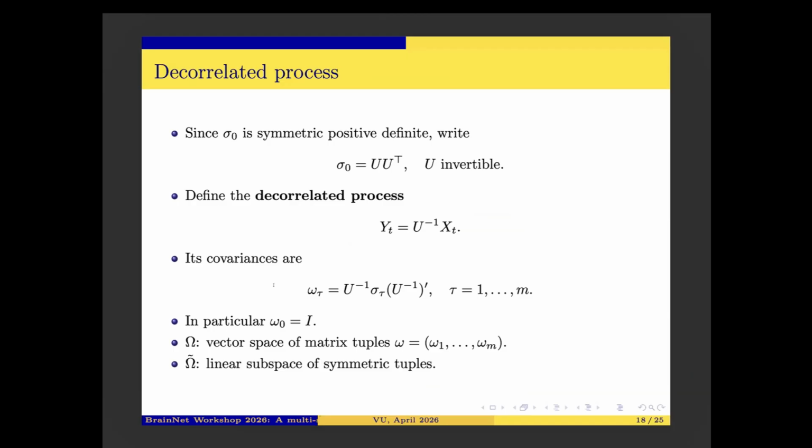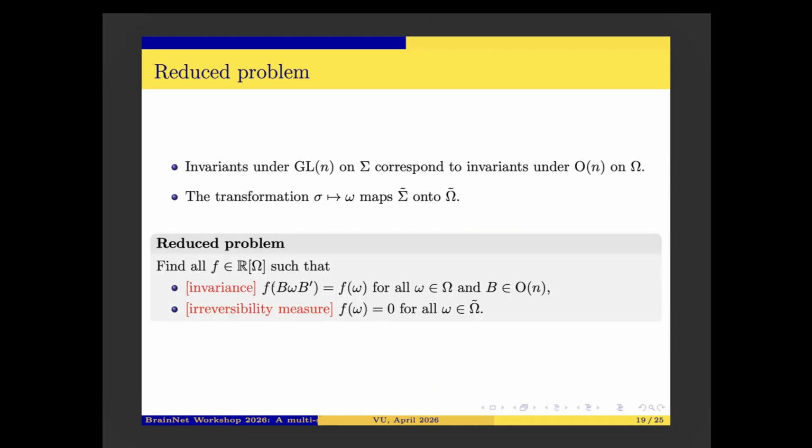And so this new, decorrelated process also has a covariance tuple. But now it starts at lag 1, because at lag 0 we just have the identity, we throw it away. We now look at this vector space of these tuples and this linear subspace of symmetric tuples. Now we can restate the problem. First, two facts which you can prove: invariant polynomials under this action of the general linear group correspond to invariant polynomials under the corresponding action of the orthogonal group. And this transformation also maps the symmetric subspace to the symmetric subspace. From this it follows that what we want is all functions in the polynomial ring in omega that are invariant and that vanish on the linear subspace. So now we have a clear idea of what we want mathematically.